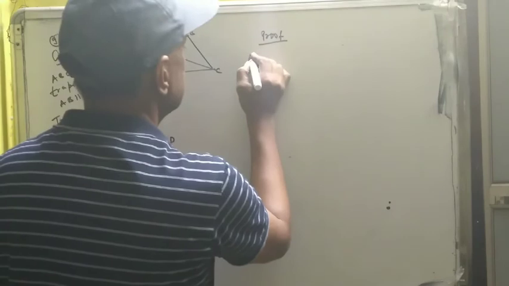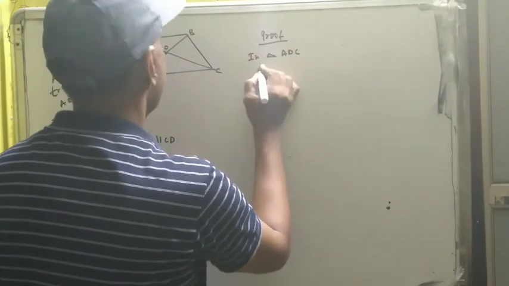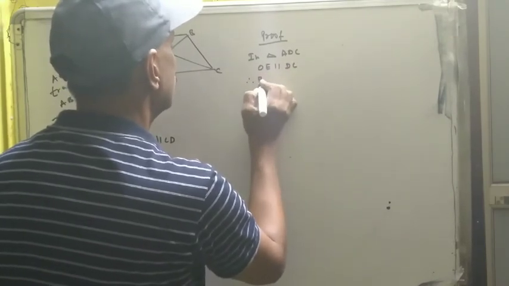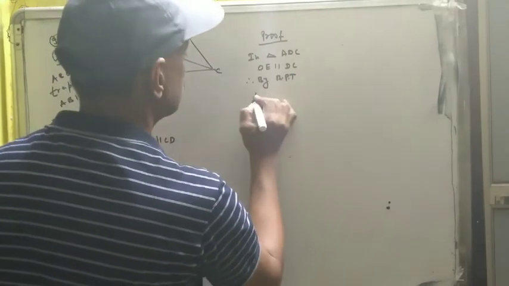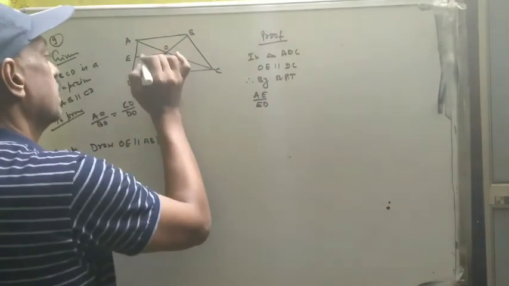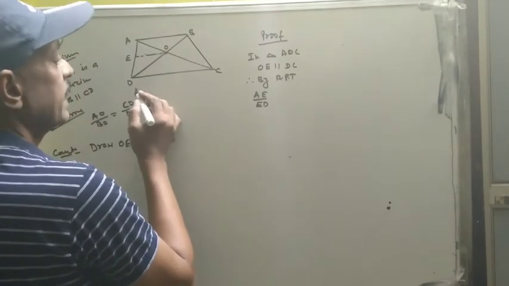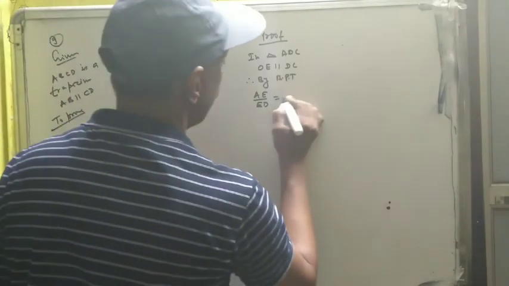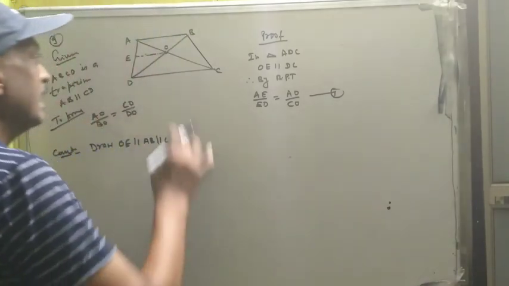Take the triangle ADC. In triangle ADC, OE is parallel to DC. Therefore, by BPT, we can write AE upon ED. This line is parallel to this, so AE upon ED, and our triangle is ADC. So AE upon ED equal to AO upon CO. This is equation number 1.